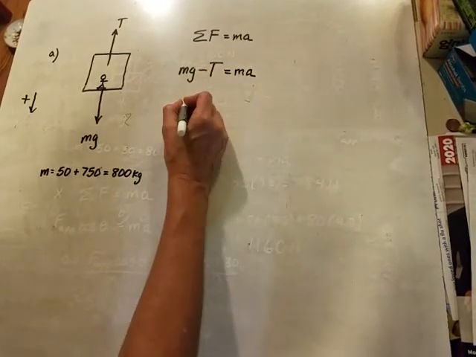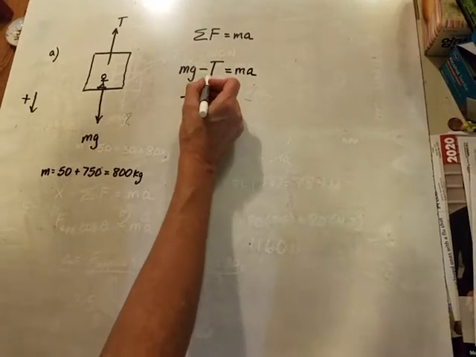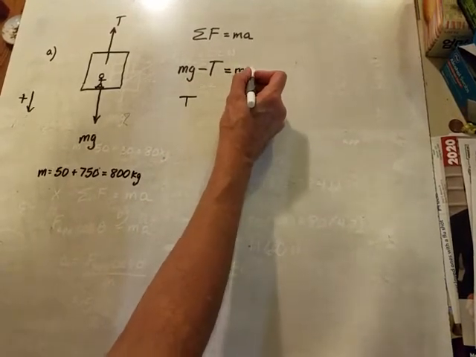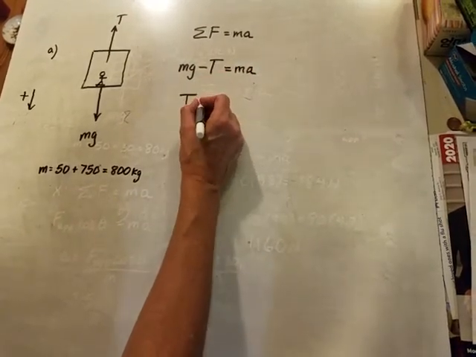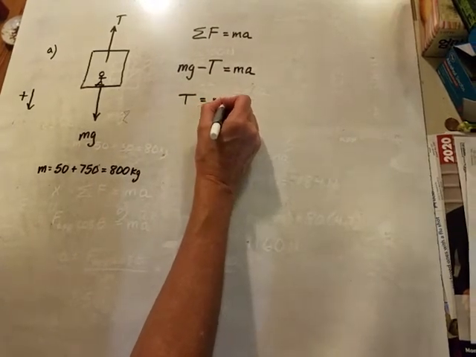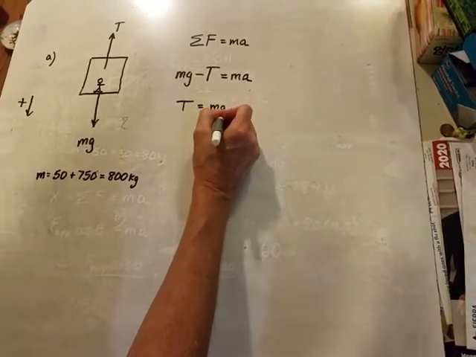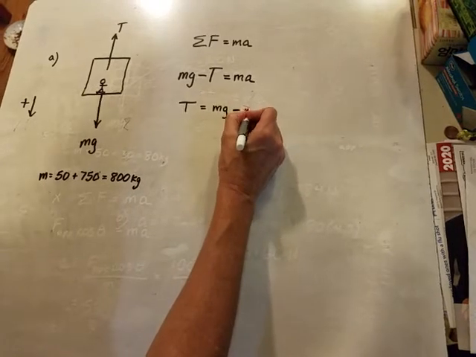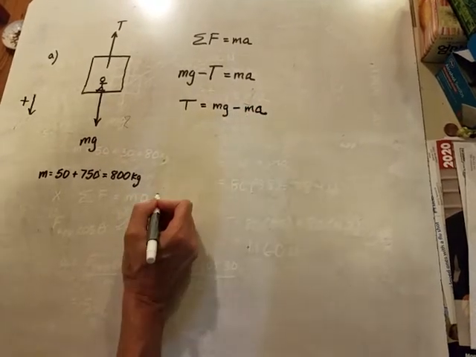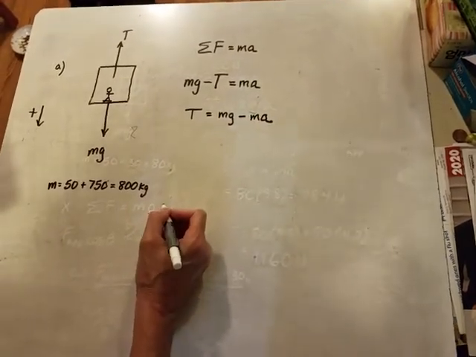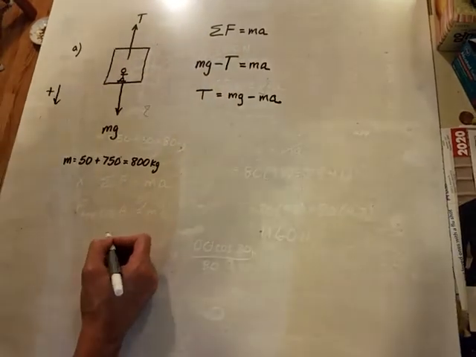And we're looking for the tension, so if we rearrange this, I could add tension to this side, subtract ma from this side. That gives me T equals mg minus ma. But I don't have a. So that's the next thing I need to do, is figure out what a is.